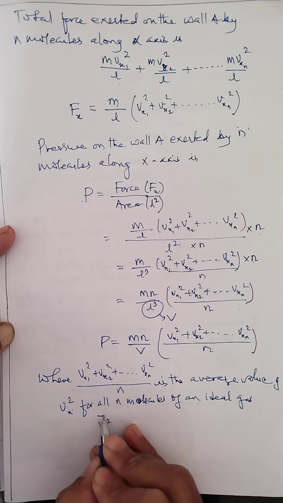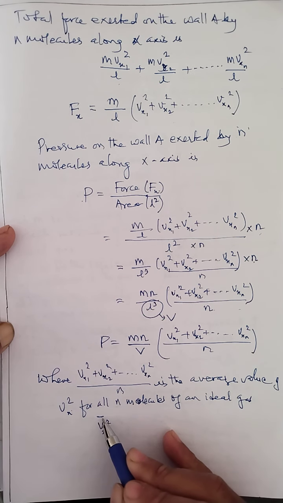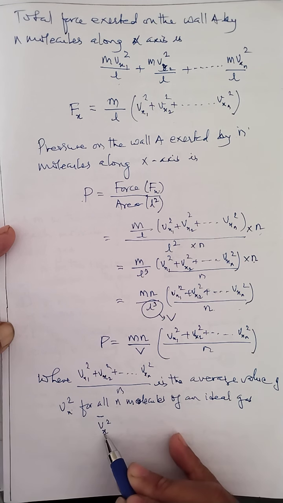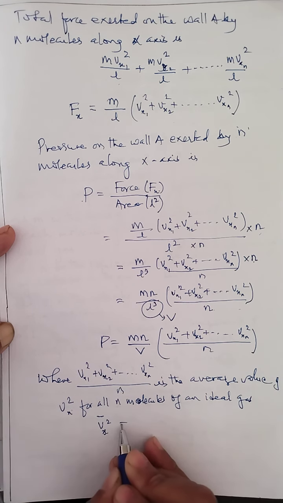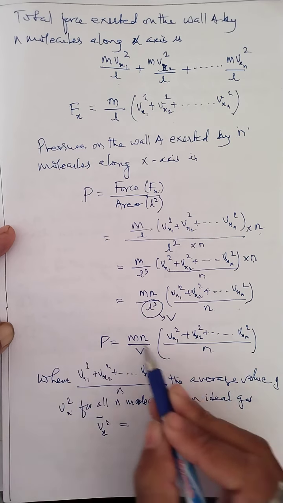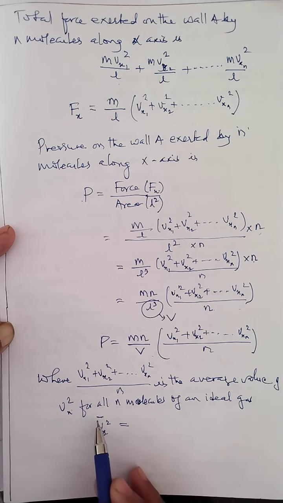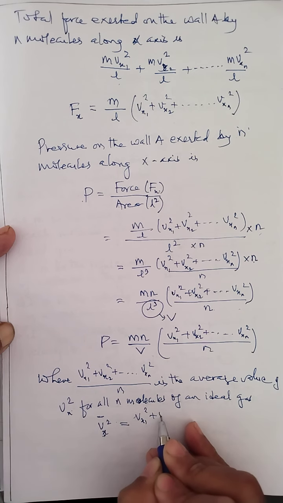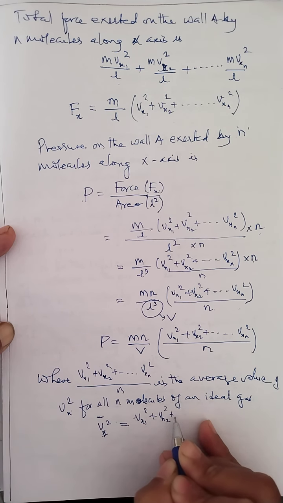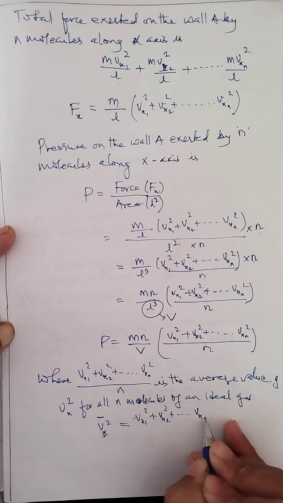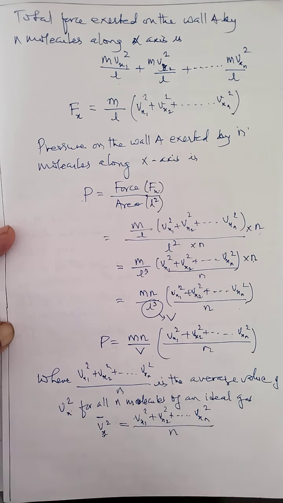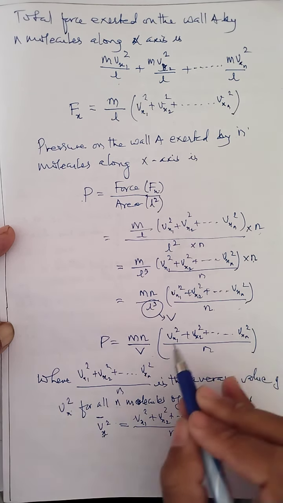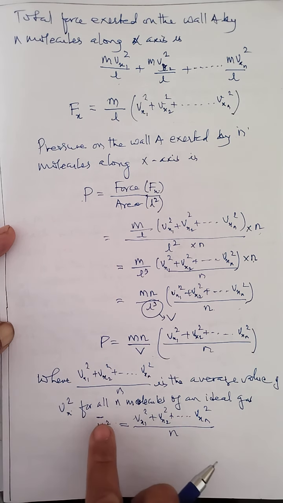This sign is called mean or average. The average of the square of the velocity along which axis? The x-axis. You can see this component is nothing but the mean square velocity. We also call it the mean square velocity along the x-axis, which is given by vx1 square plus vx2 square, dot dot dot, up to vxn square, divided by n. So now this quantity in the expression of pressure I replace by the mean square velocity.